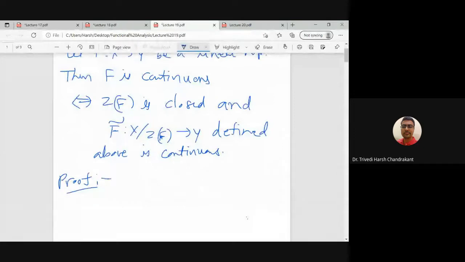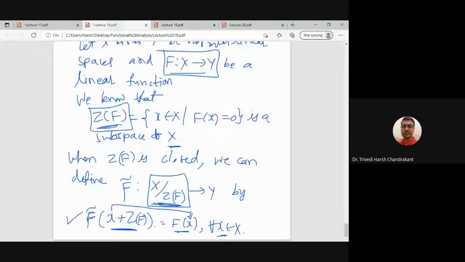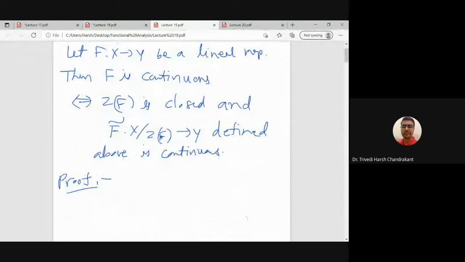Okay, so we want to prove this result, and to prove it we have two parts: the implies part and the converse part. We have defined the kernel here, and we noted that whenever the kernel is closed, we can define the f tilde map. So in the second part, we have the f tilde map because we are assuming the kernel is closed, right? So let us start with the forward direction of the theorem.